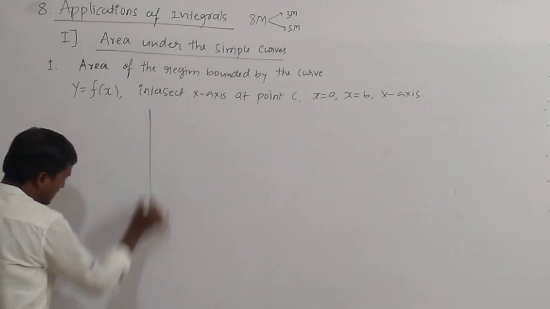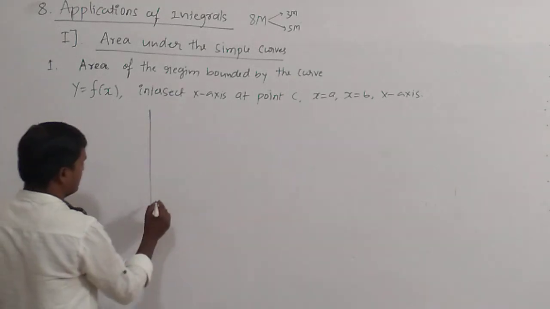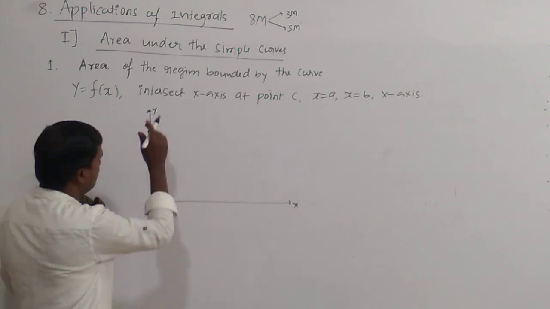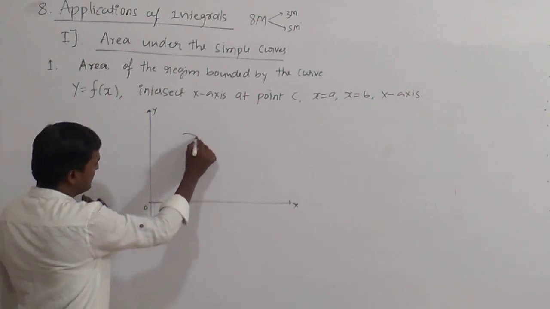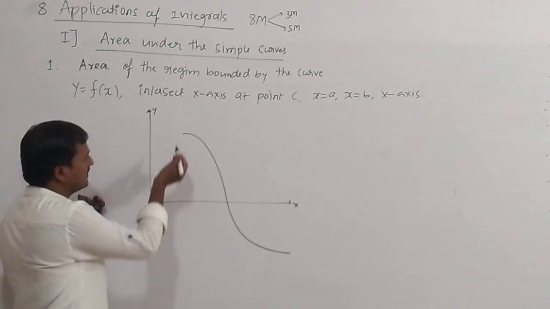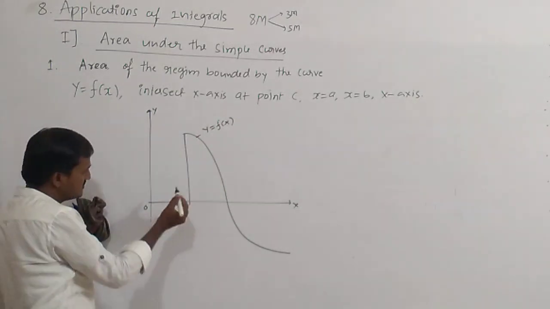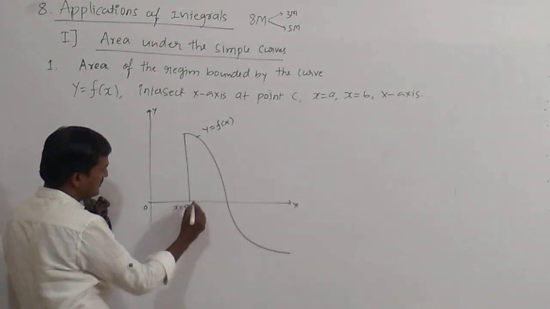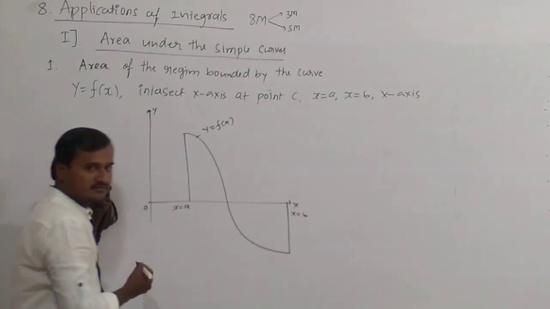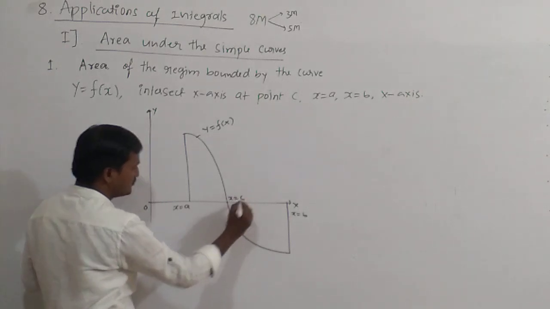So for this I will draw the curve. That curve may be like this. Here is the x axis, origin, and here is the y axis. Suppose the curve is like this. Suppose you want to find the area of the curve y is equal to f of x with the lines x equal to a and x equal to b, and it intersects the x axis at a point x equal to c, right?